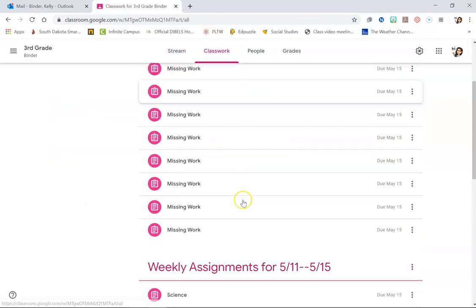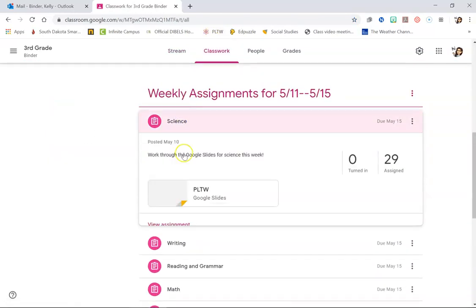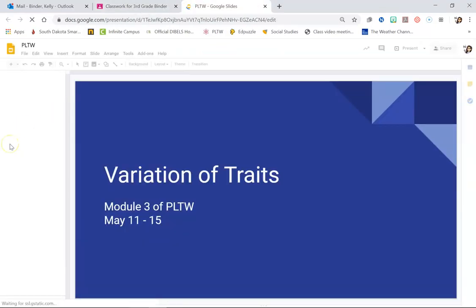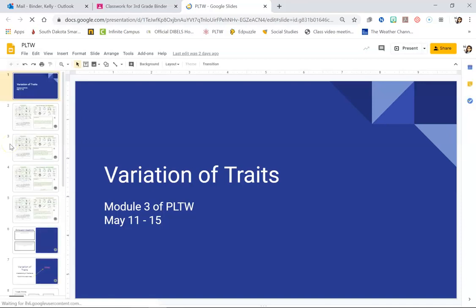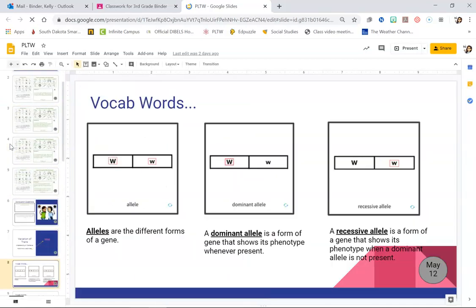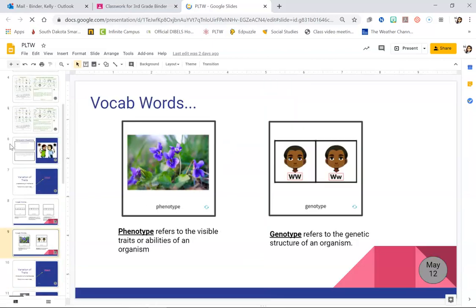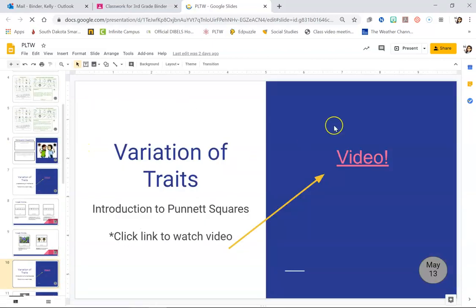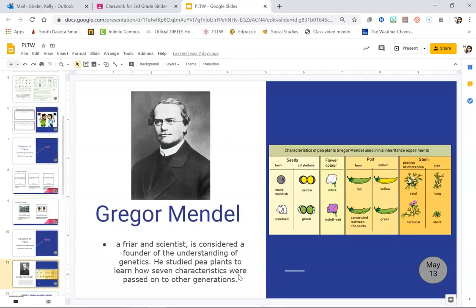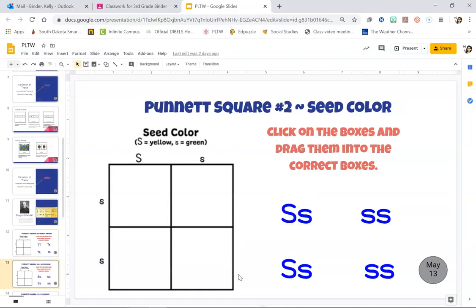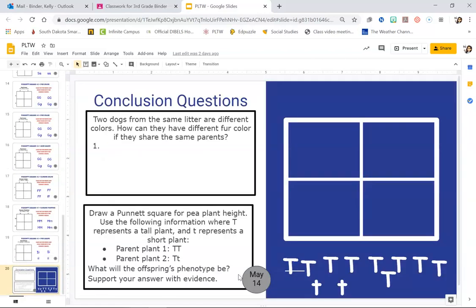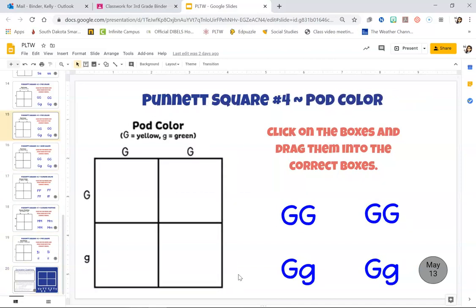If you go to classwork, let's click on science and see what our science assignment's going to be. Yesterday, you should have watched the video and read about a few vocabulary words. Today, we're looking for May 13th. You're going to watch this video about something new called Punnett squares. Pay close attention. Read about Gregor Mendel. And then you have quite a few Punnett square boxes to do. All of these say May 13 on the side.